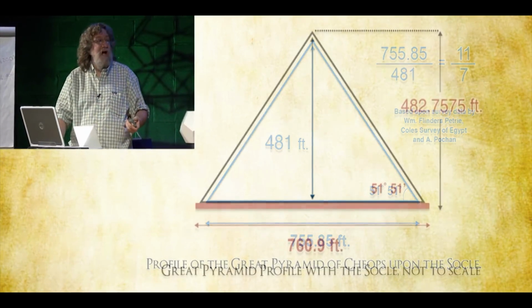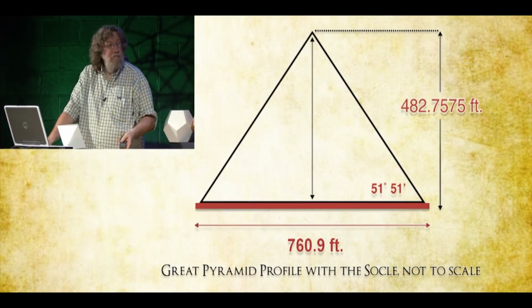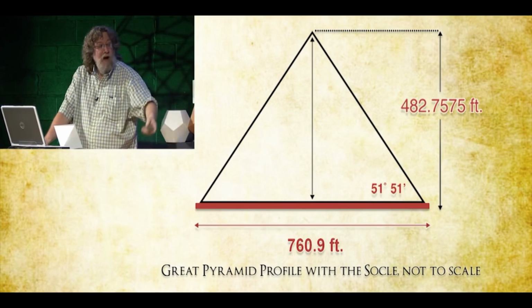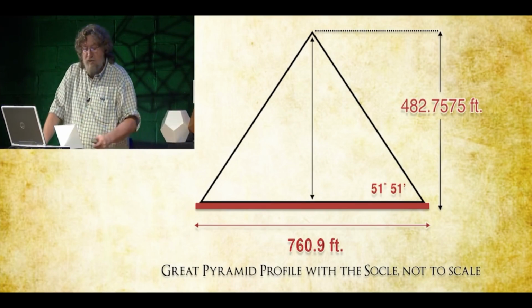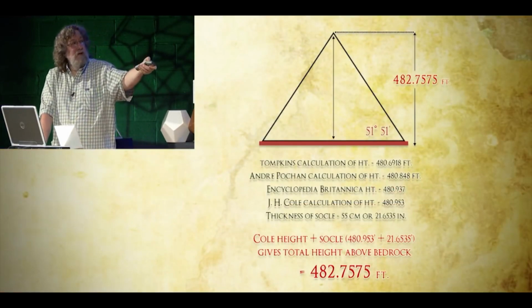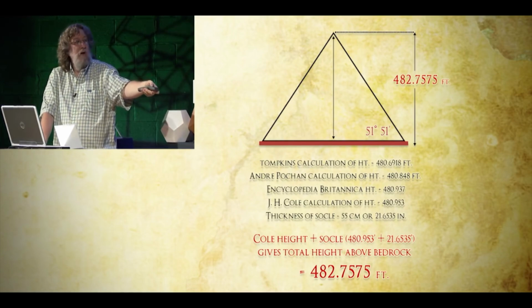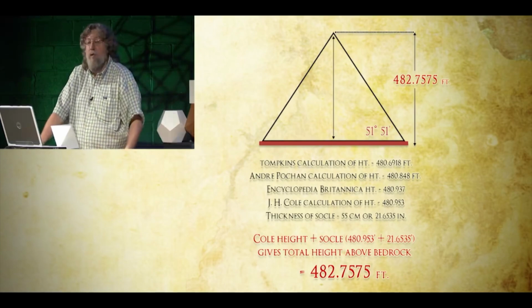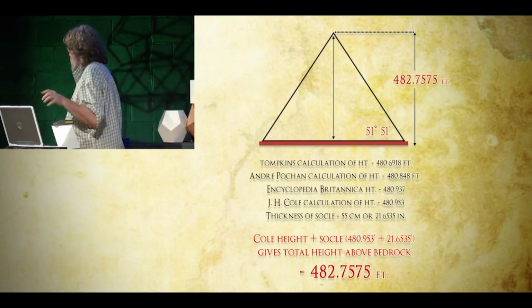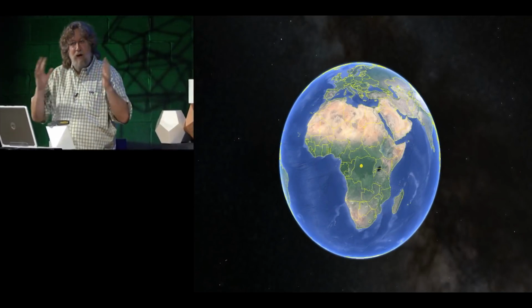When we measure including the socle, this becomes our height, 482.7575 feet, and the base, 760.9 feet. Okay, those are the numbers we're going to look at for a second here now. These are various estimates. We're looking at this one right here, the Cole height estimate plus the socle at 21.6 inches gives a total height above bedrock of 482.7575 feet. So now we're going to go back to the Earth so we can see how these numbers link the two.